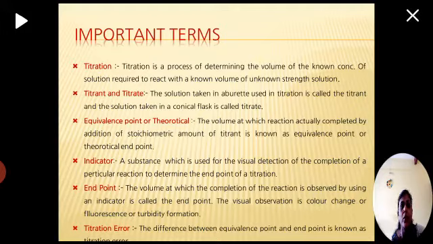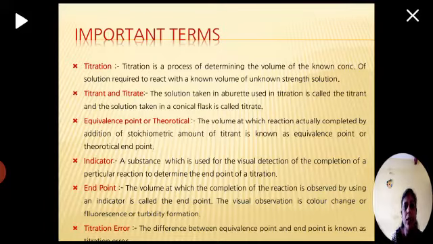Then equivalence point or theoretical end point: the volume at which the reaction is actually completed by addition of a stoichiometric amount of titrant is known as the equivalence point or theoretical end point. Then what is stoichiometry? It means the study of the quantitative relationship or ratios between two or more substances undergoing a chemical reaction. Then indicator: a substance which is used for the visual detection of the completion of a particular reaction, to determine the end point of a titration.